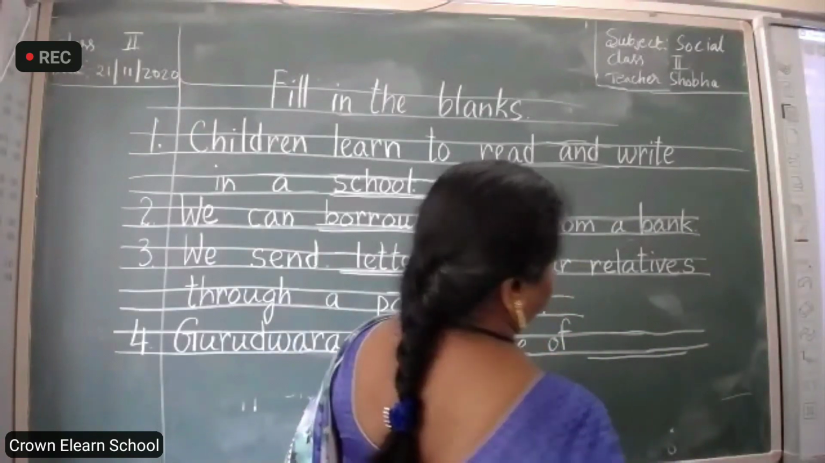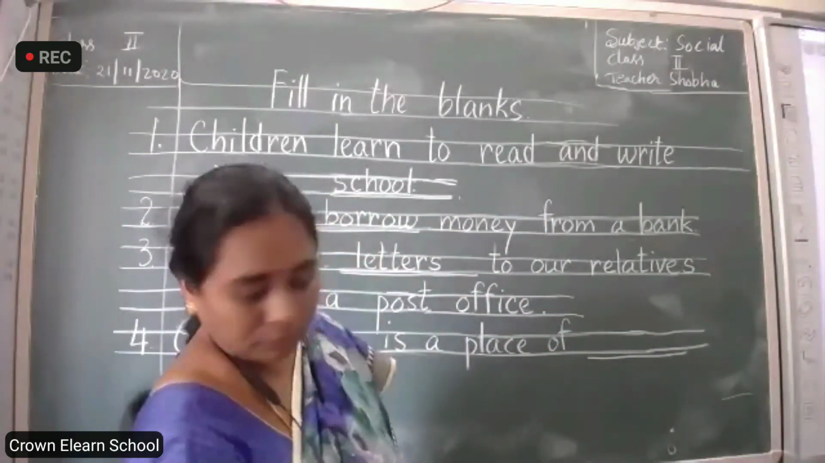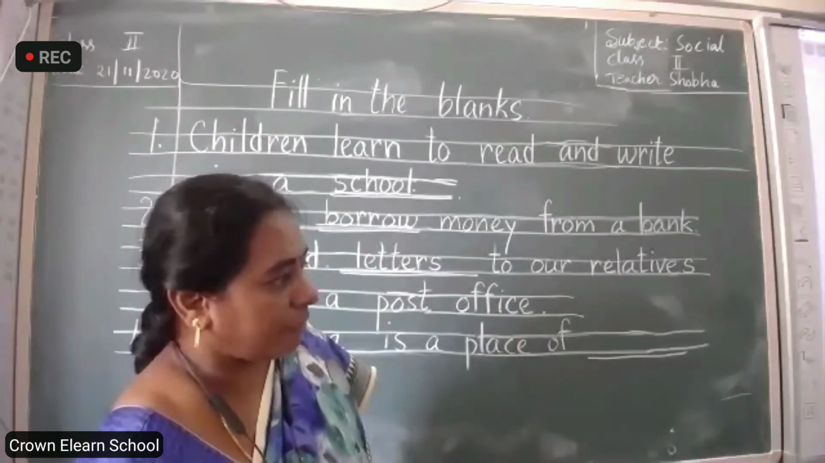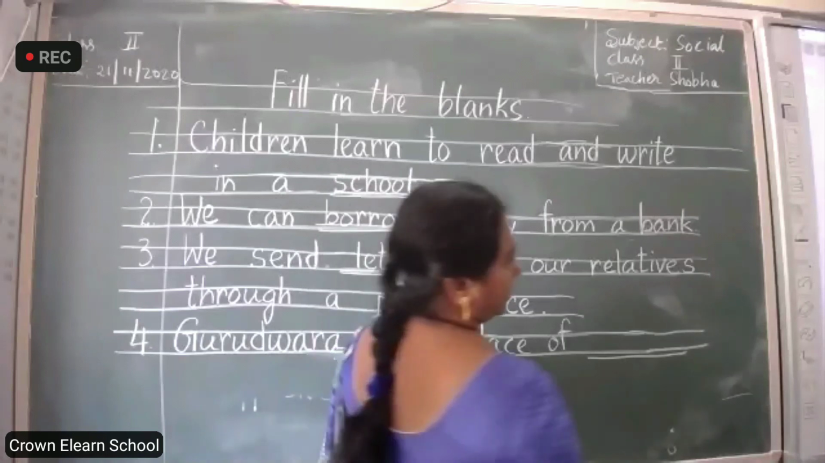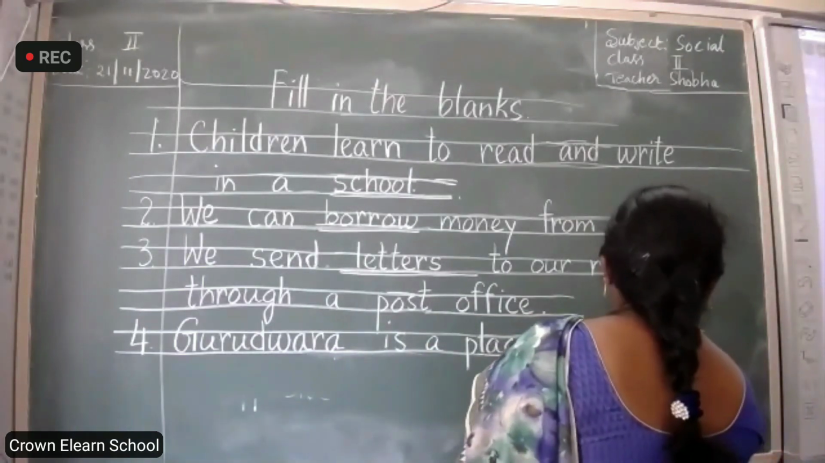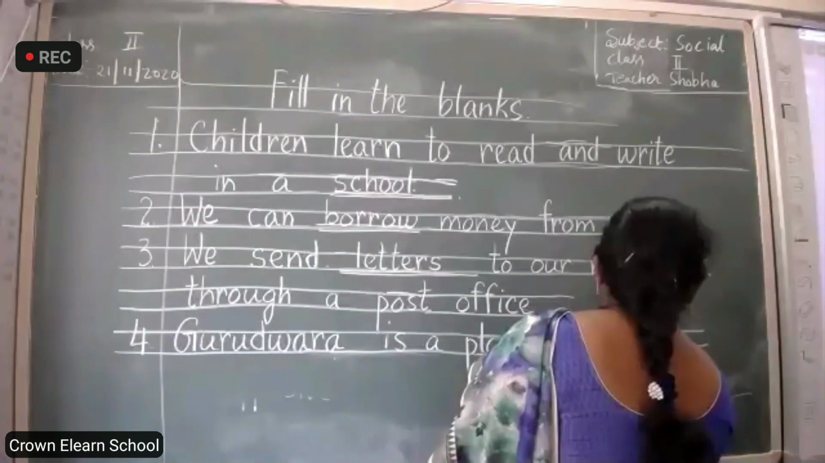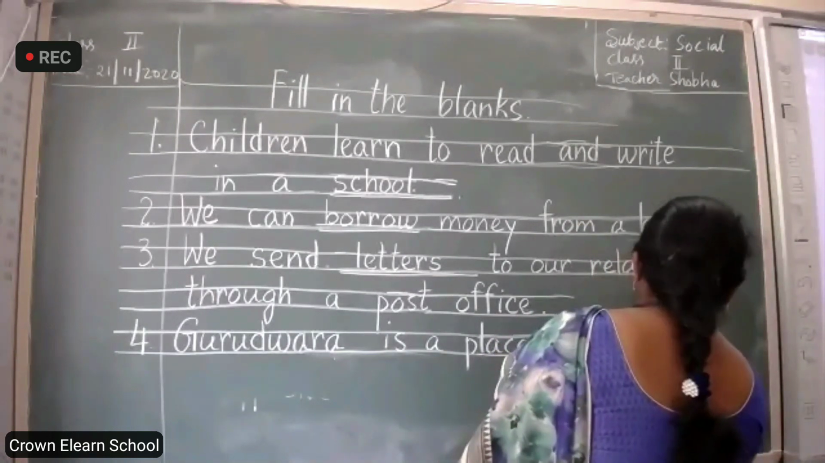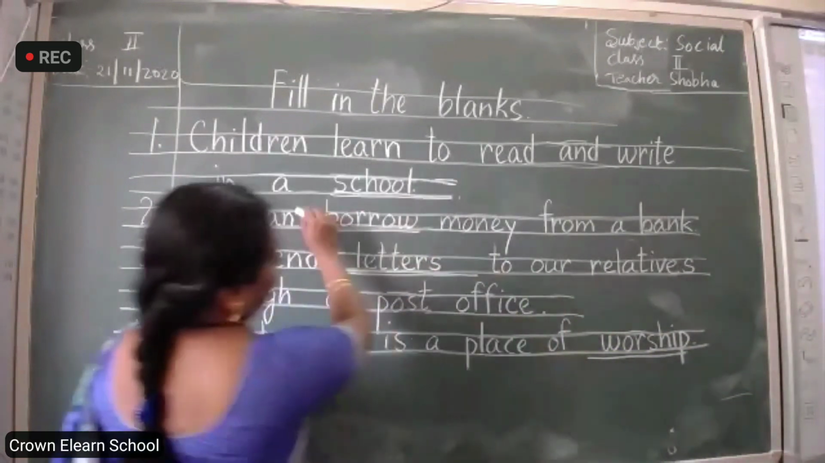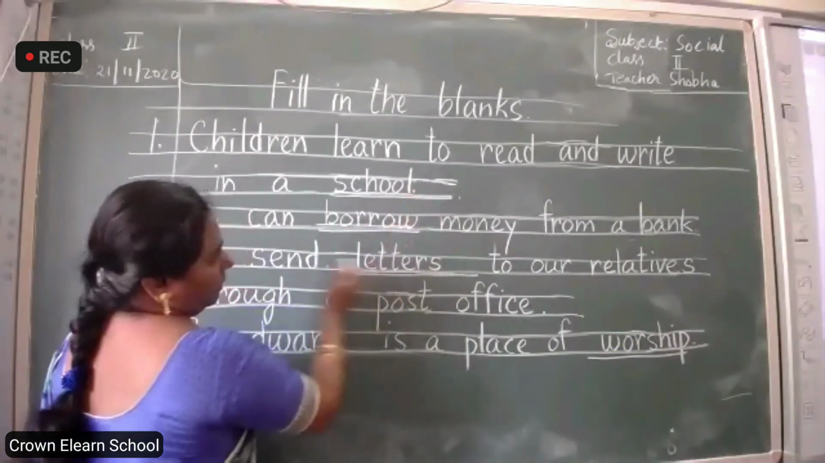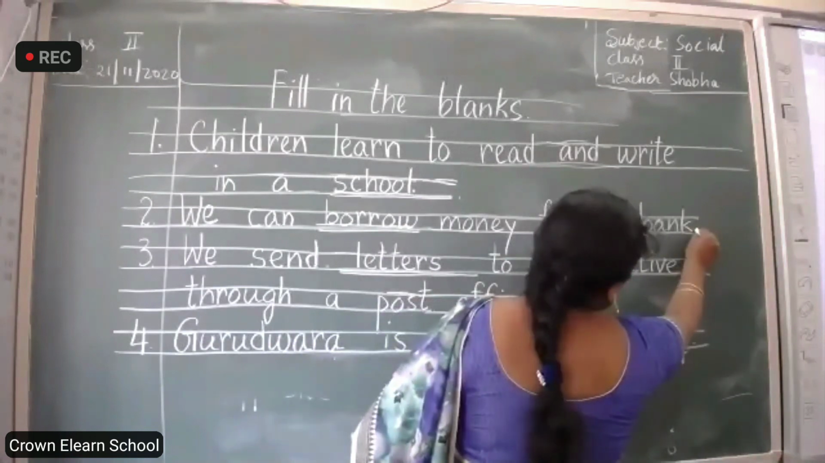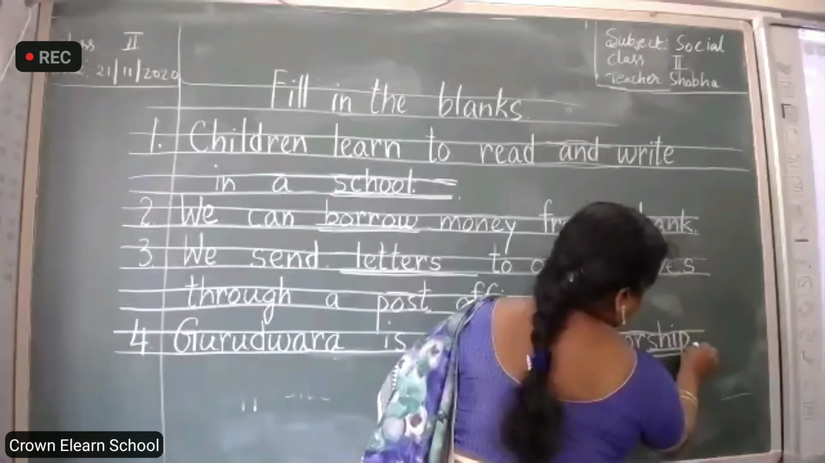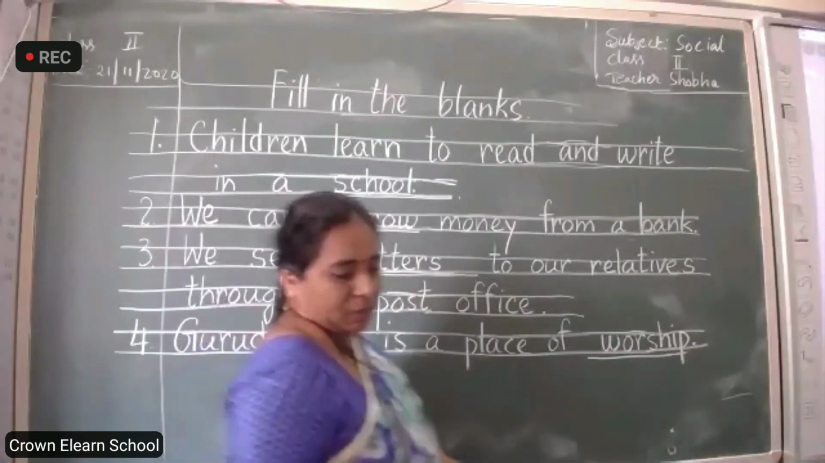So Gurudwara is a place of what, children? Gurudwara is a place of worship. W-O-R-S-H-I-P. Full stop. So after each sentence, pay attention, children. Put the full stop after each. Post office. Full stop. Worship. Full stop. Okay. Write fast.